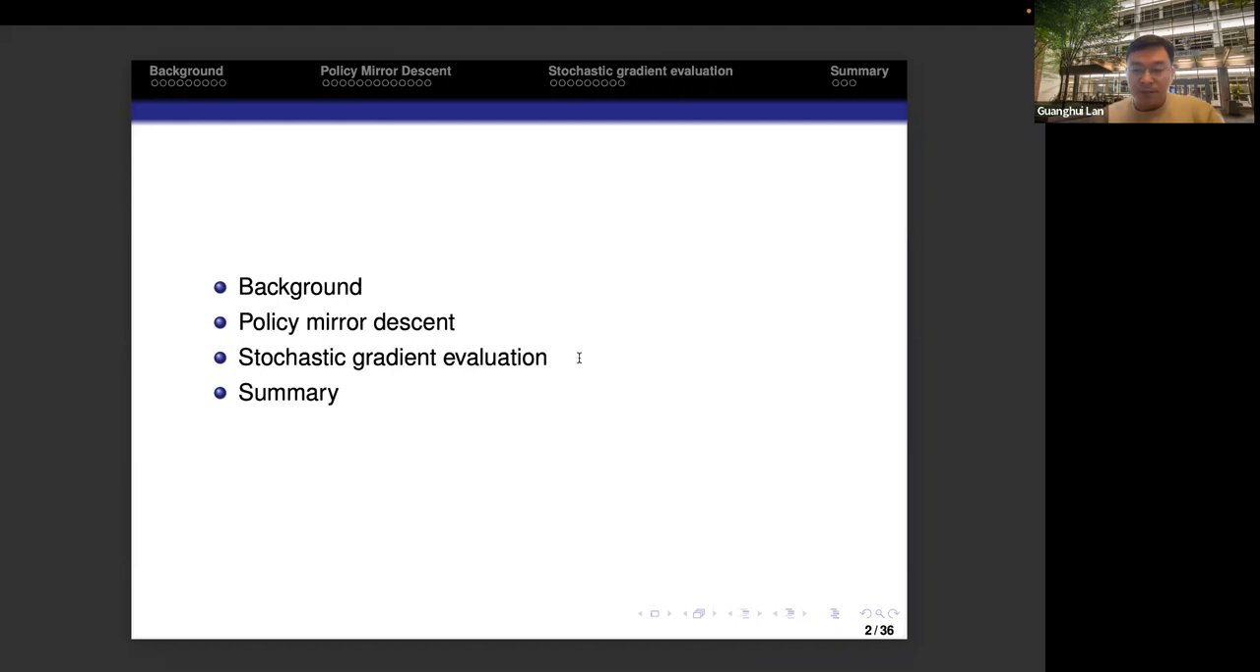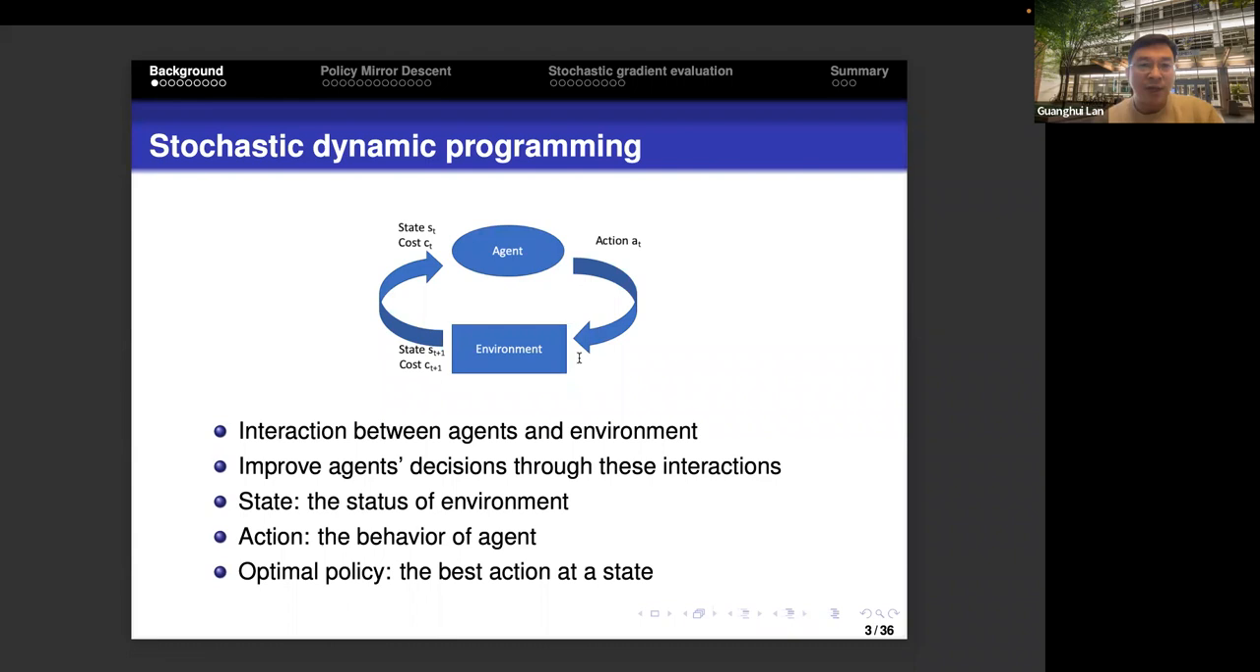So we start with a general introduction to stochastic dynamic programming. Stochastic dynamic programming models the interaction between agents and their environment in order to improve the decisions that the agent is going to make through this type of interaction. The agent is interacting with the environment, and the status of the environment is described through the states. The agent takes an action at a certain point in time, and that will change the status of the environment from s_t to s_{t+1}. Meanwhile, the agent pays some cost, c_{t+1}. This interaction happens again and again. The goal is to define the best action that the agent should take at a given state. This is called an optimal policy.